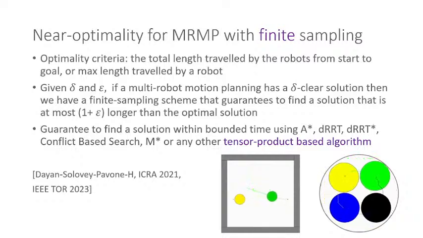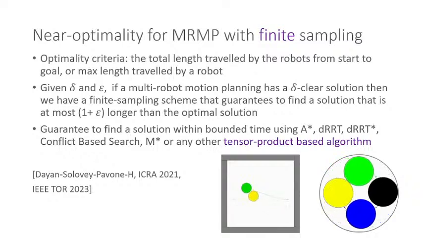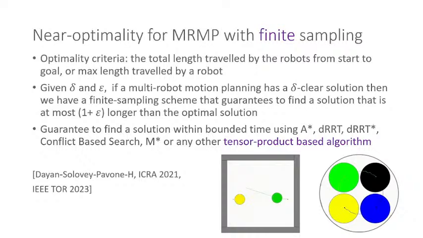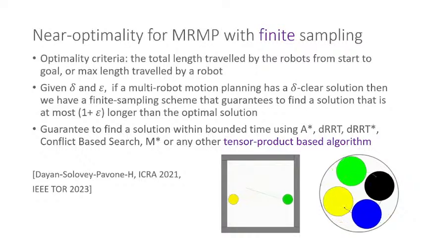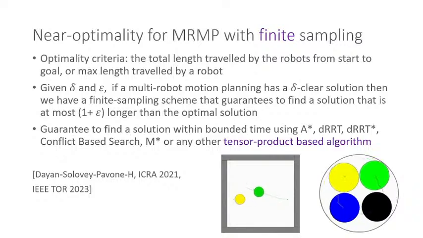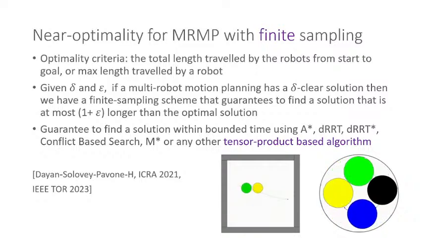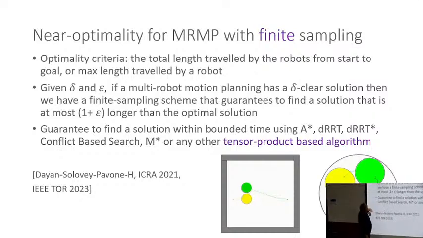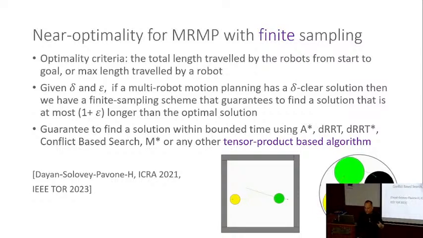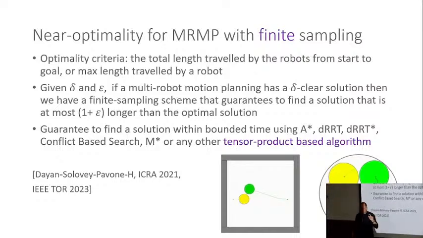I give you a set of robots and two parameters, delta and epsilon. If the problem has delta-clear solutions, meaning a solution where the robots are delta away from the obstacles and delta away from each other, then we have a finite sampling scheme, to answer the question, that gives you a solution. For example, if you are interested in total length of the path, it is only 1 plus epsilon longer than the optimal solution.